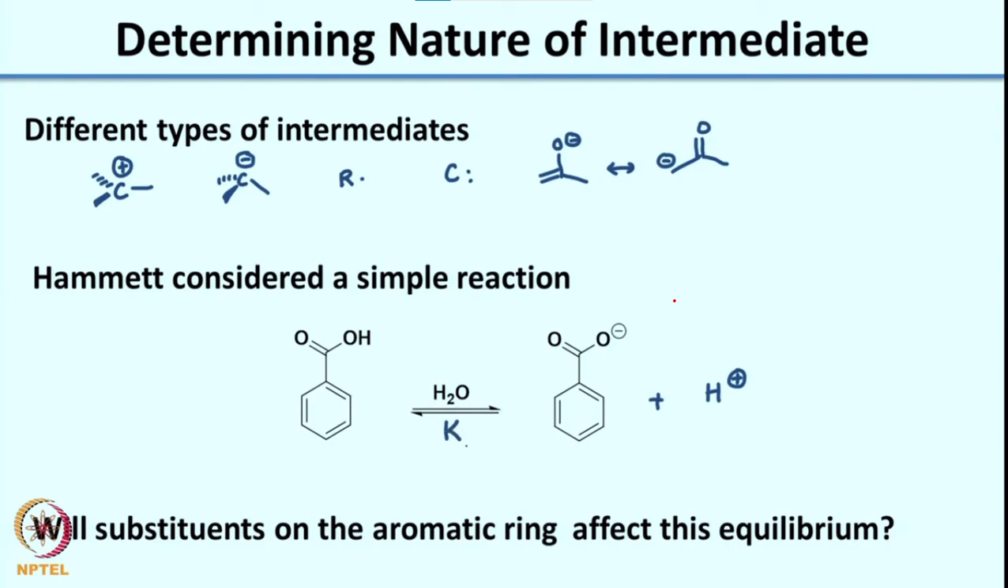Now, determining the nature of intermediate. There are different types of intermediates: carbocation, carbanion, radical, carbene, right? Different types of intermediates, and these are in resonance also. You can also understand this structure, we have already discussed it in previous classes. So the Hammett equation we will talk about in this session. Hammett considered a simple reaction to find out the Hammett constant and equation. Here he used benzoic acid, which gives the corresponding anion with H plus ion.